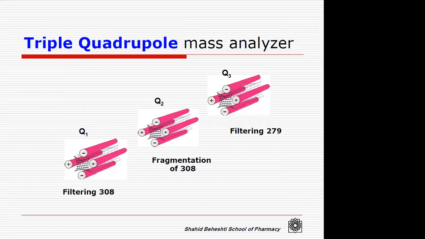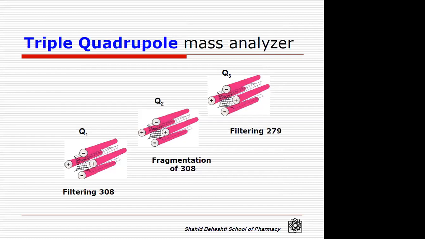And using these 3 quadrupoles in this arrangement, that Q2 is after Q1 and Q3 is after Q2, we will be able to do the selected reaction monitoring. How is that? So the mass spectrometer is capable of filtering the molecules based on their masses.